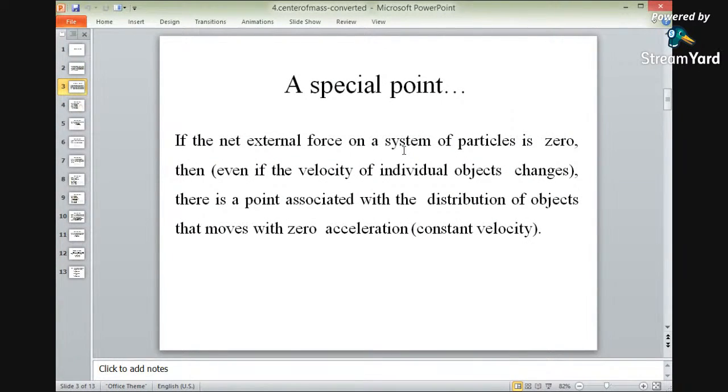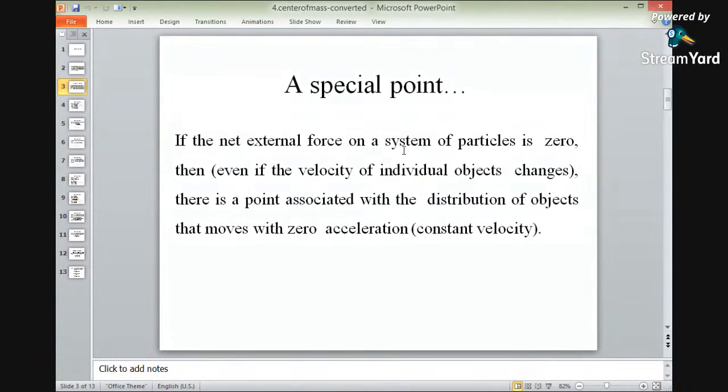Then what are the different points to be considered related with the center of mass? If the net external force on a system of particles is zero, that is, if the net external force acting on a block or an object is zero, then even if the velocity of individual objects changes, there is a point associated with the distribution of the objects. If the external force is zero, there is no such force acting on the body, yet there is a point that will have some motion, and that point is the center of mass.